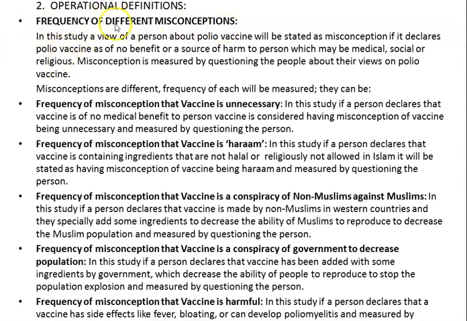Here I will give a list of different misconceptions like vaccine is unnecessary, it's haram, it's a conspiracy, it's of government or of non-Muslims, or it's harmful. So I will give a list of different variables to be studied under this main study variable, and I'll define each of these variables.